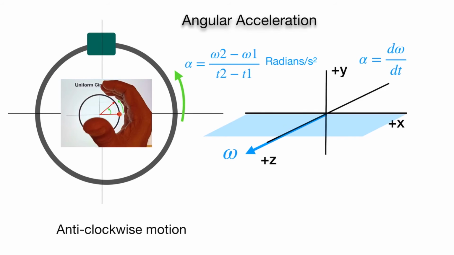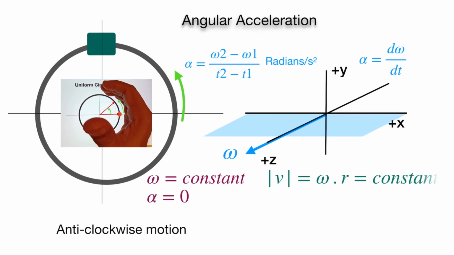In this case, for anticlockwise direction, omega is in positive z direction. Here, if omega is constant, that means the angular acceleration is 0, since there is no change in angular velocity. The linear tangential velocity, which is equal to omega r, will also be a constant. That means the object is moving with a constant speed on circular path. What about the tangential acceleration? Tangential acceleration is alpha r. Since alpha is 0, tangential acceleration will also be 0.